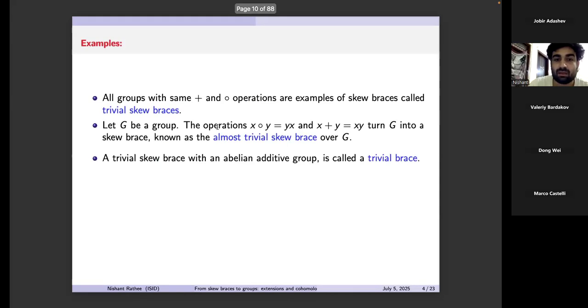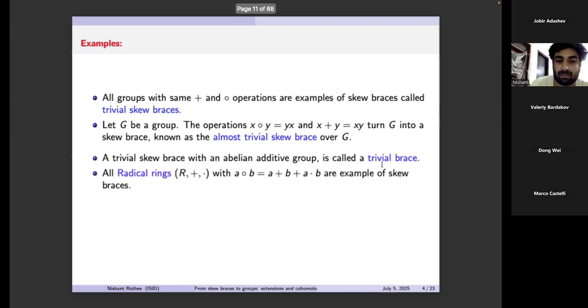Okay. So if a trivial skew brace has an abelian additive group, then we call that a trivial brace. So this is an analogy we'll be using in this talk. When we say trivial brace, it means just an abelian group.